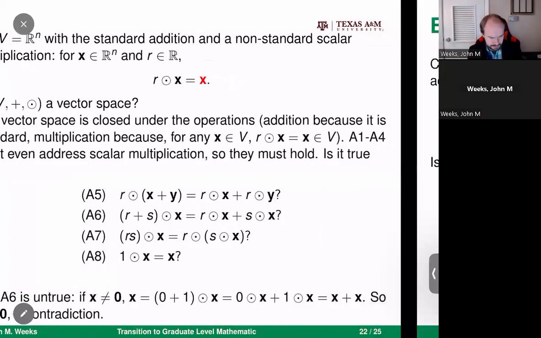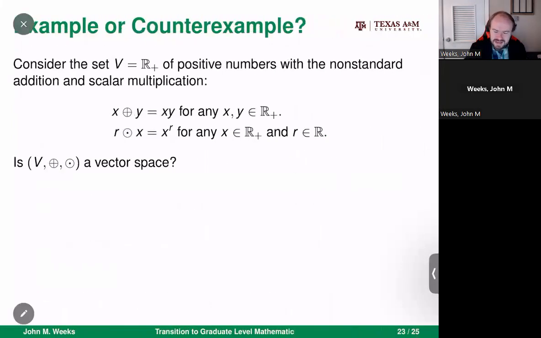Now let's think about some of these things, and I want to encourage you to think about this one as well. Let's think about this example. This one has a non-standard addition and a non-standard multiplication. We're still working in R, but this time it's just the positive numbers for our vector space. By the way, you can go through and see with this addition and multiplication, you can ask the question, is this really closed under this addition and multiplication?